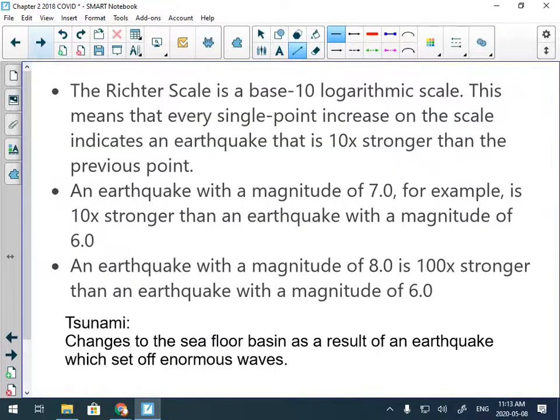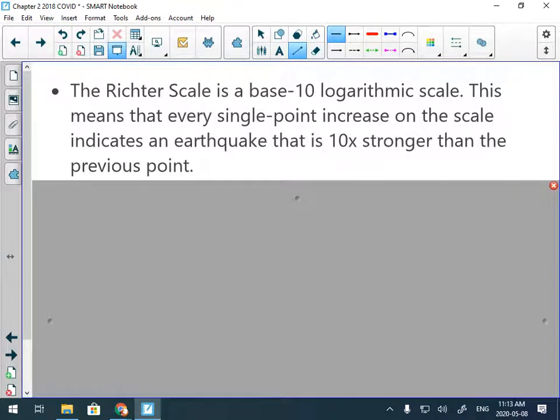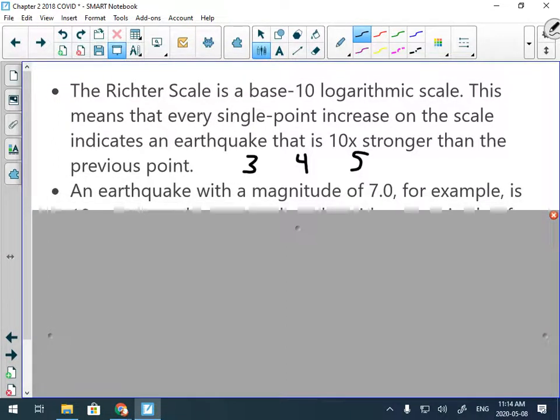Now, a couple of things I'm just going to leave you with about the Richter scale. The Richter scale is something called a base 10. So that means every time you go up in the Richter scale, the earthquake gets 10 times stronger. So if you have an earthquake of like 3, which is like the bare minimum humans can feel, and you go to 4, the power of 4 is 10 times stronger than 3. If you go to 5, 3 to 5 is 10 times 10, 100 times stronger.